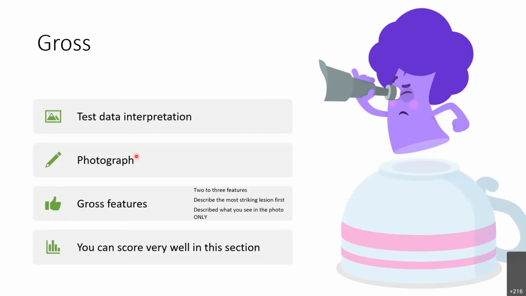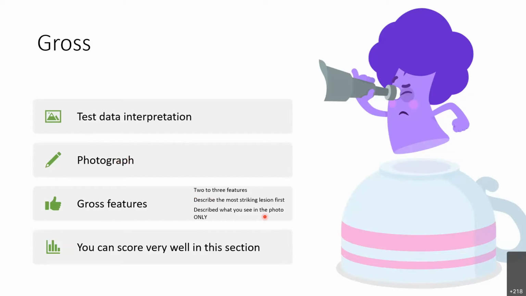But usually the exam will provide you the most comprehensible and clearest photograph, so that you can appreciate the findings available in it. During the gross part, the question will usually ask you to give gross features. Depending on the complexity of the findings within the specimen, you may be asked for two or sometimes three features of the gross findings that you can see in the photograph given.